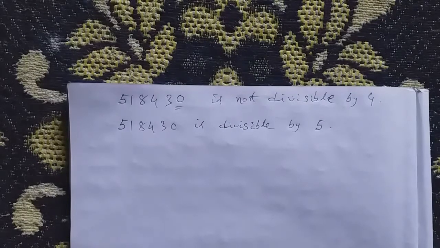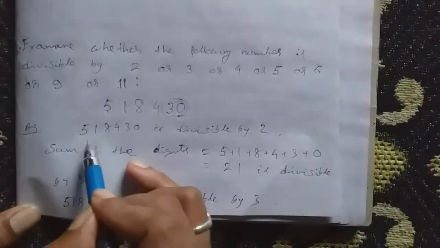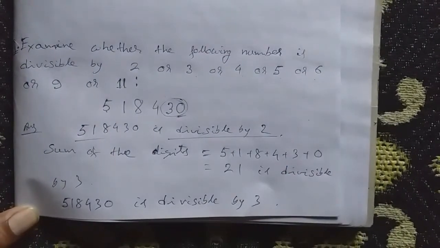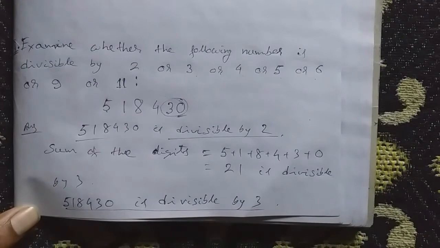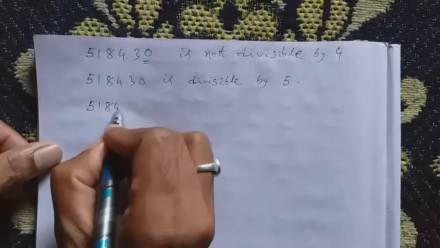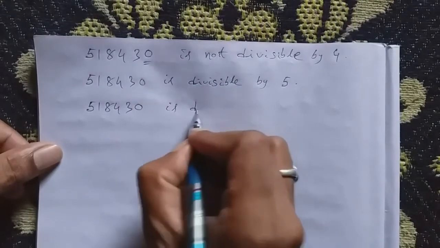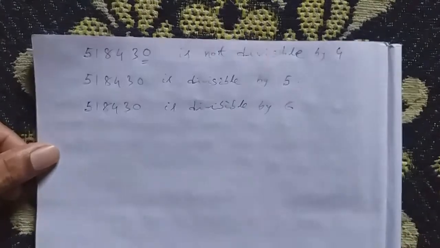To test whether the number is divisible by 6 or not, we have to recheck the divisibility by 2 and 3 both. Here the number is divisible by 2 and also by 3. So as the number is divisible by both 2 and 3, the number is divisible by 6 also. So we will write that 518430, this number, is divisible by 6.